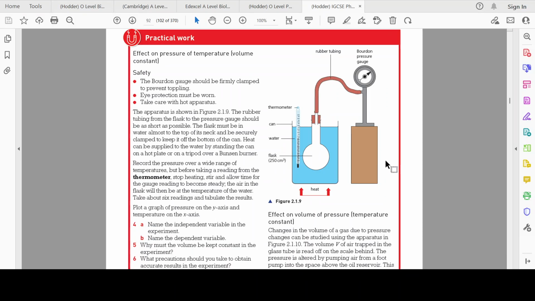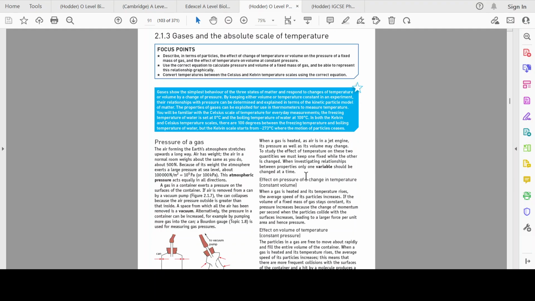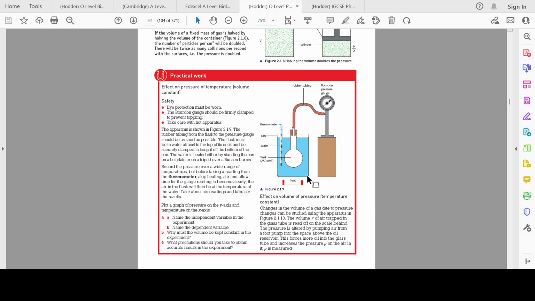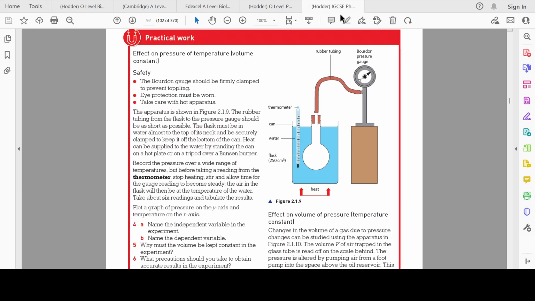Next is a practical for the effect on pressure of temperature. So increasing or decreasing temperature and how that has an effect on pressure. It's part of both the O level and the IGCSE. So, this is the setup that's required. We're giving you some safety.